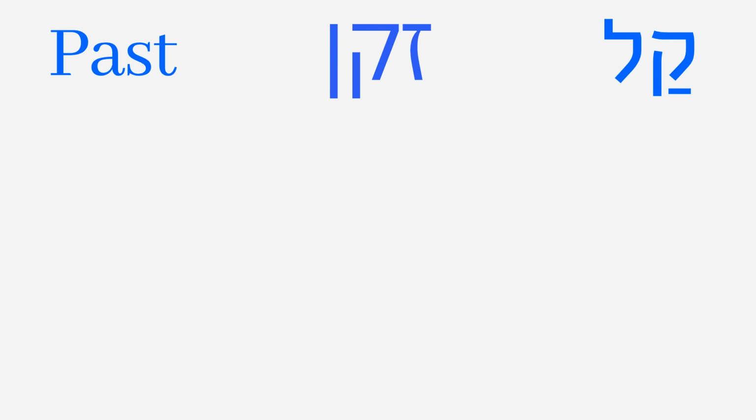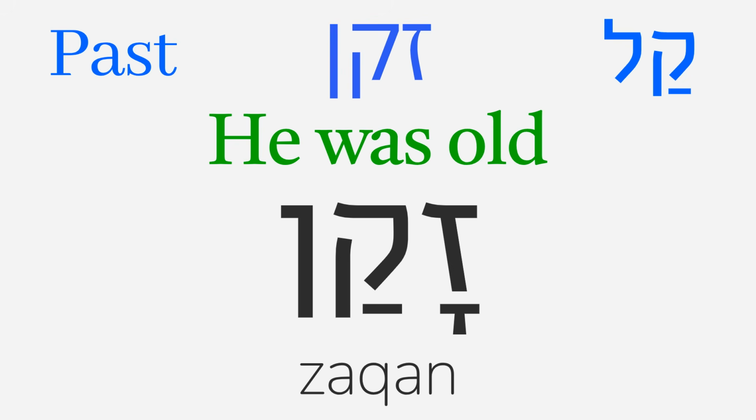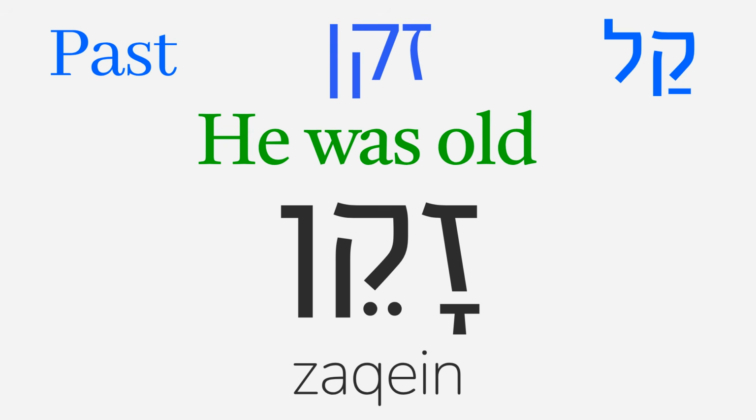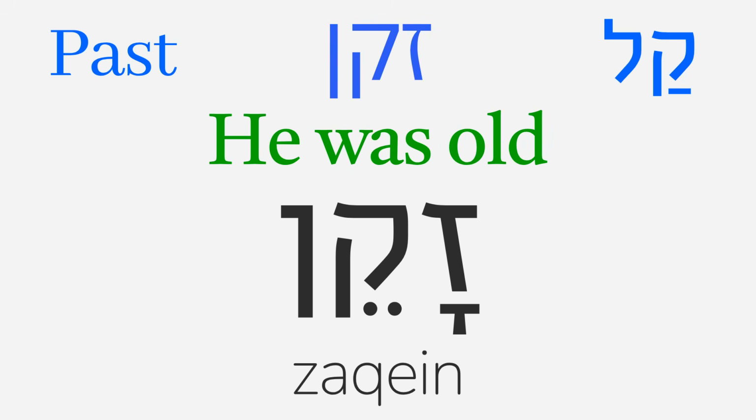Now for the past tense. With most stative verbs, only one form of the past tense might be irregular, and that is the hu, he form. He was old. Sometimes it will be regular, zakan, with the kamatz and patach, used in the kal past tense. But it can also be formed with the tsere as the last vowel, especially in the Bible. Zaken, he was old. This is the same as the masculine singular present tense, is old, so use context to find out what tense is being used. The other forms of the past tense are regular. They never use a tsere.